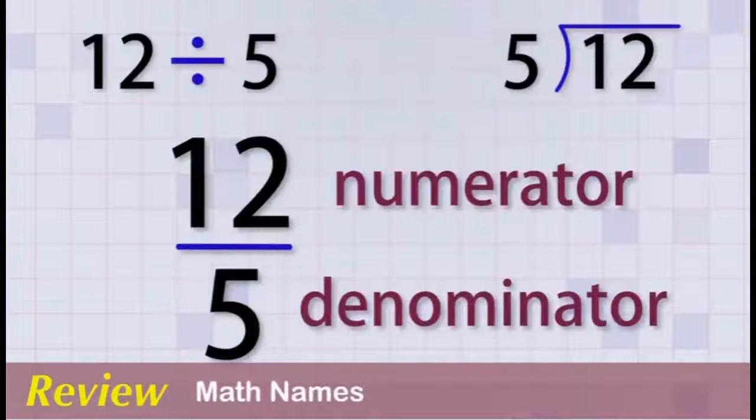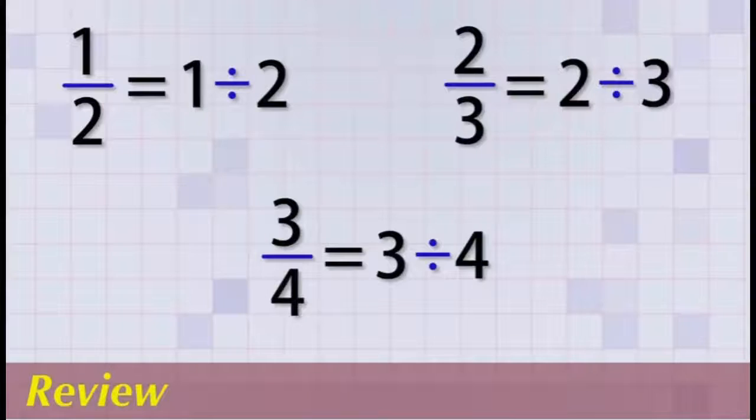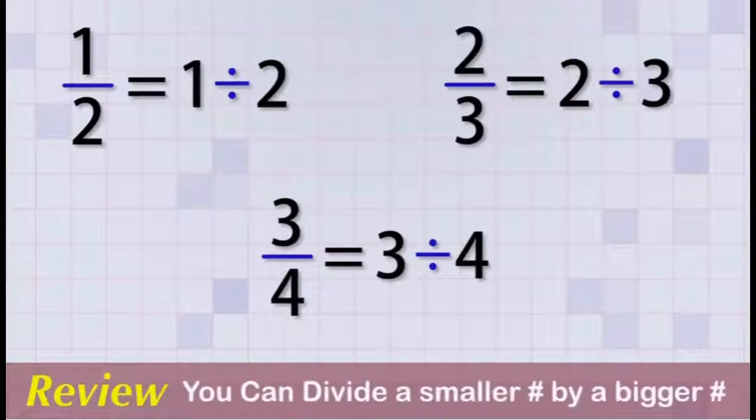The top number is called the numerator, and the bottom number is called the denominator. It might be a new idea to you, but you can divide a smaller number by a bigger number. This was a really important concept we covered, so be sure to do the exercises before you move on.